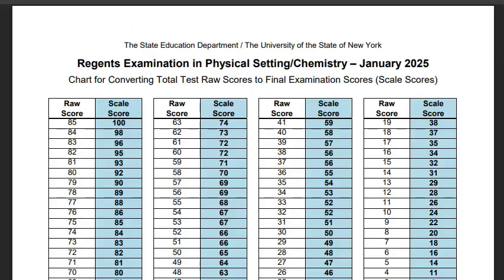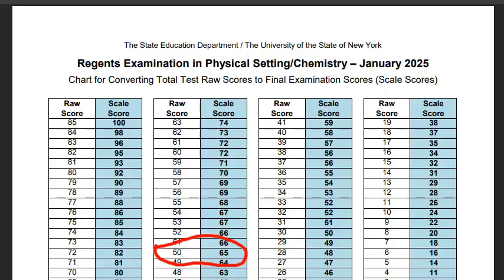This is the scale. They don't call it a curve, they call it a scale for the Regents exam from January. Pretty much it's the same from one Regents to the next. In order to get a 65 on the exam, you have to answer 50 questions correctly. I just circled it so you could see it.